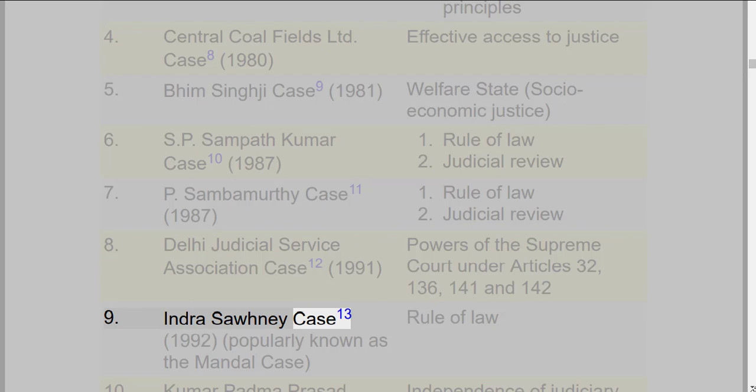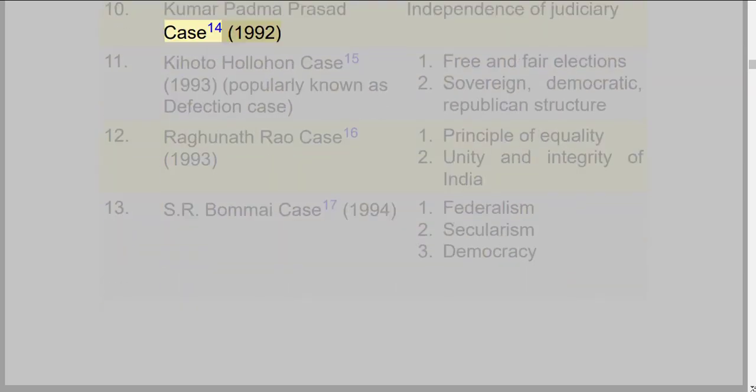9. Indra Sawhney Case, 1992, popularly known as the Mandal Case. Rule of law. 10. Kumar Padma Prasad Case, 1992, independence of judiciary. 11. Kihoto Hollohan Case, 1993, popularly known as the Defection Case. 1. Free and fair elections. 2. Sovereign, democratic, republican structure. 12. Raghunath Rao Case, 1993: 1. Principle of equality. 2. Unity and integrity of India.